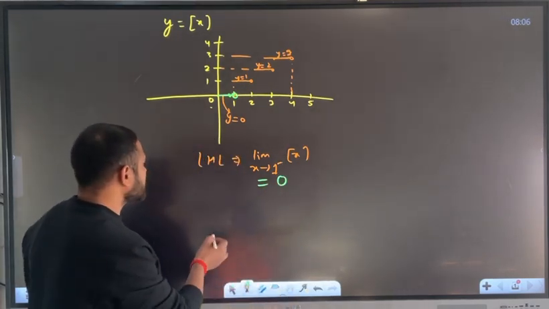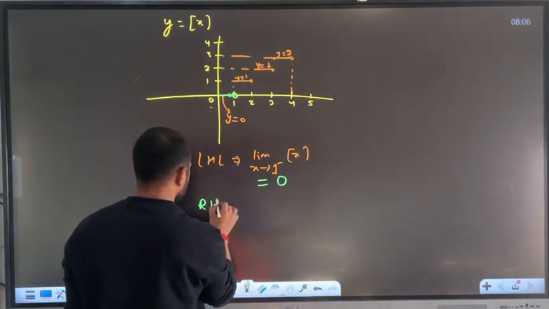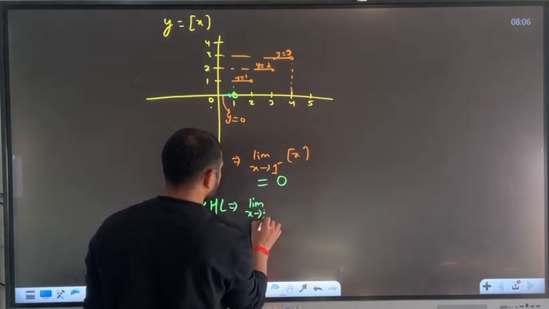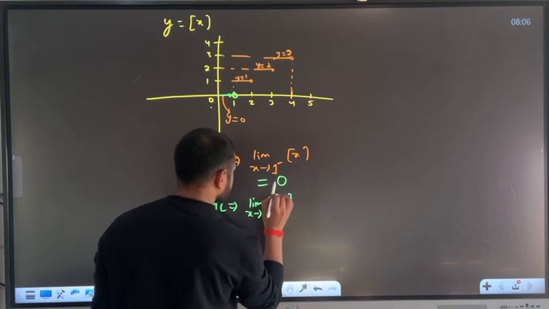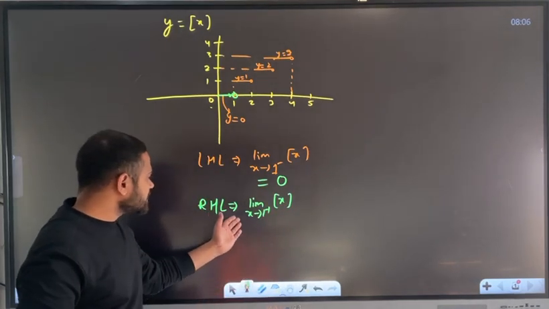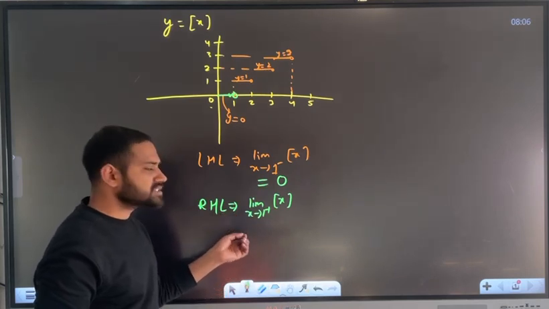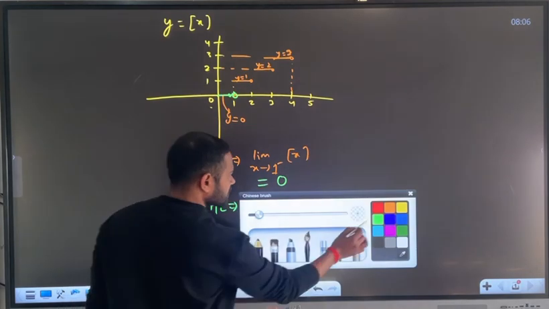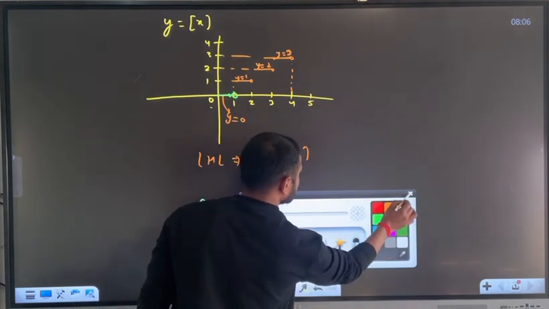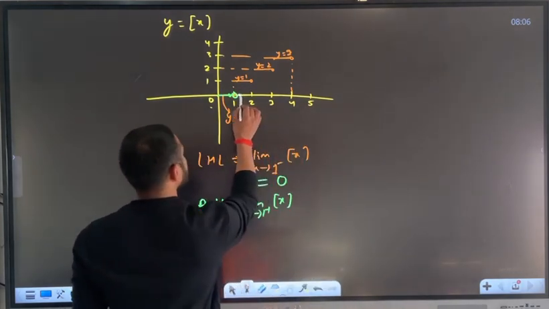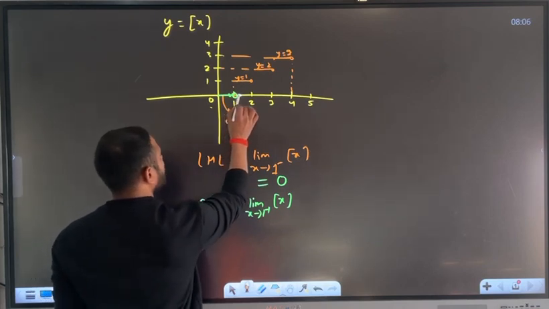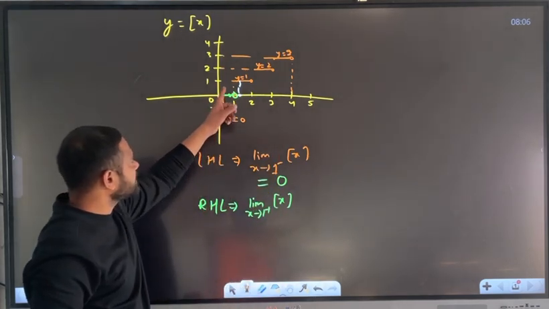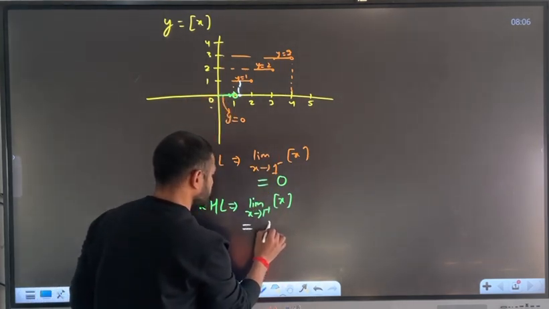Okay. So let us calculate right hand limit also. Right hand limit means limit x tending to 1 plus greatest integer x. Limit x tending to 1 plus means a number just bigger than 1. So we will see that that point will be here. Just greater than 1 point will be here. And on this point, the branch of the function is y is equal to 1. So the right hand limit is coming out to be 1.